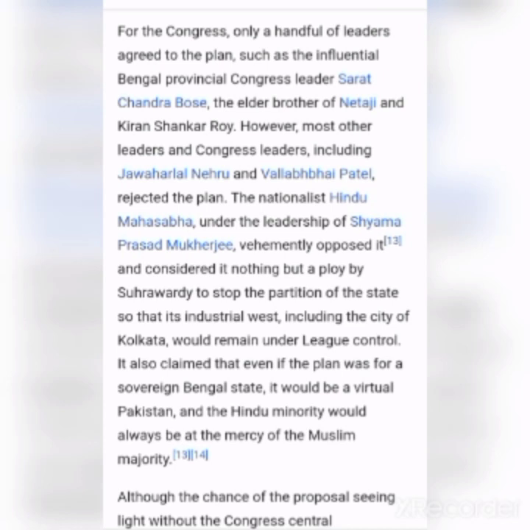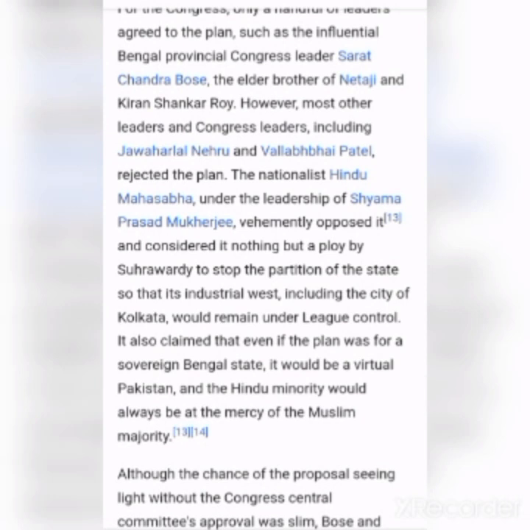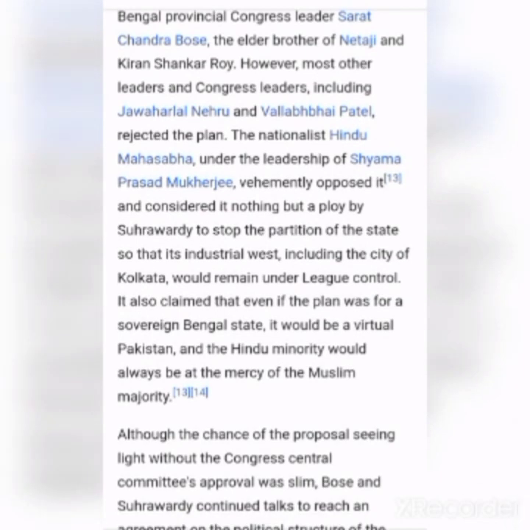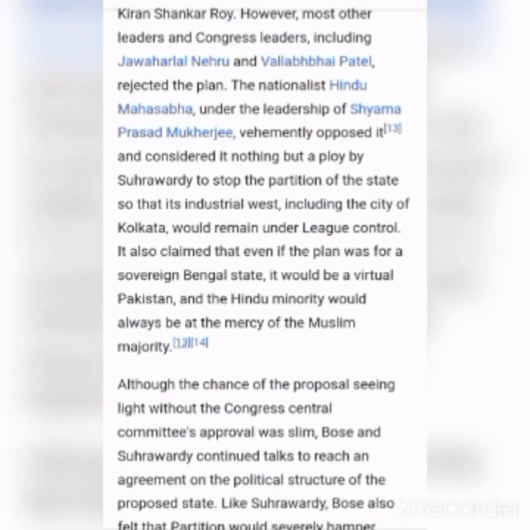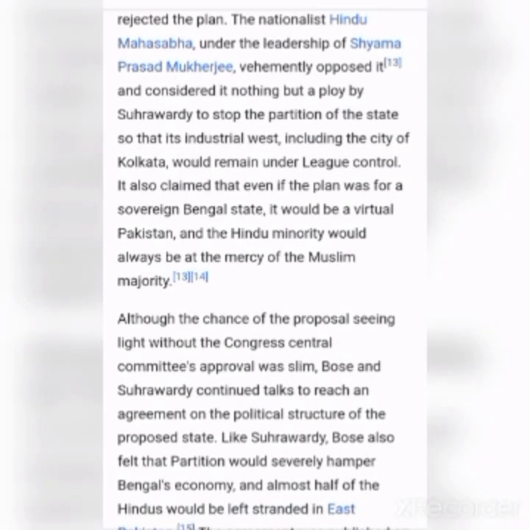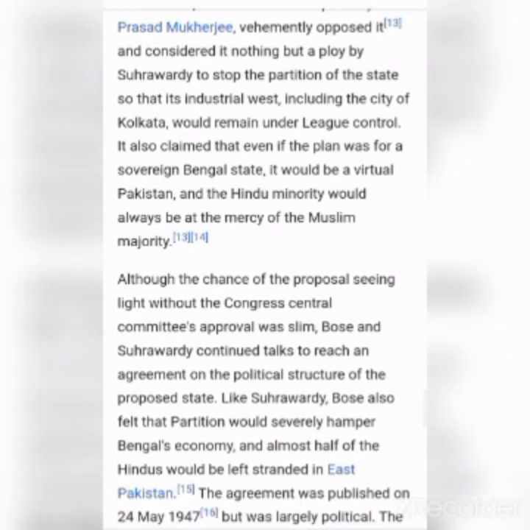The Hindu nationalists under the leadership of Shyama Prasad Mukherjee vehemently opposed it and considered it nothing but a ploy by Suhrawardy to stop the partition of the state, so that its industrial wealth, including the city of Kolkata, would remain under League control. It also claimed that even if the plan was for a sovereign Bengal state, it would be a virtual Pakistan, and the Hindu minority would always be at the mercy of the Muslim majority.